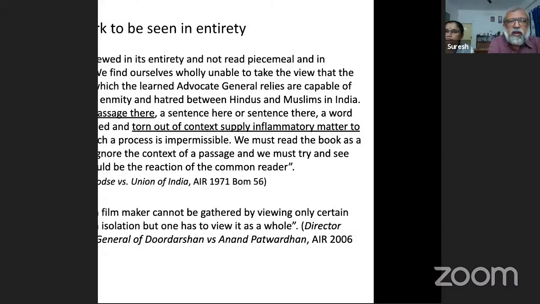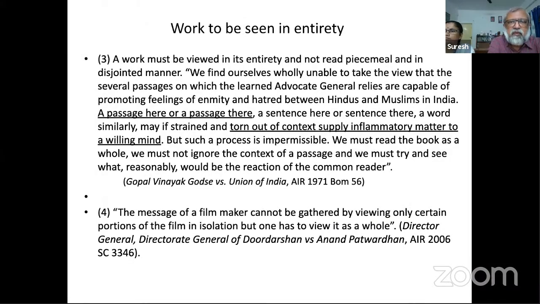The second point, the second set of factors, which is in the next slide, which says that when looking at a particular issue, we have to look at the work in its entirety. You can't pick a word here and there. You cannot take a passage here and there. You cannot take a slide, or you cannot take a particular scene in a film and then say this is particularly bad. You cannot do that. You have to take it up in its entirety.